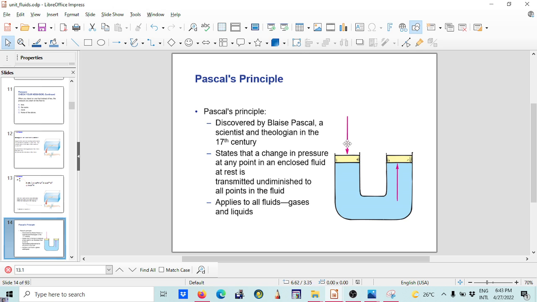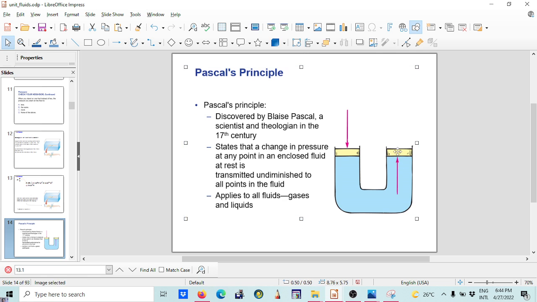If you are pushing that piston, of course you are expecting that piston to go up. It's not the force that is transmitted, it's the pressure. It means if you have a pressure here, it's going to be the same pressure here, and the same pressure here, and the same pressure here, and of course that's going to go up. It makes sense, and this is called Pascal's principle.